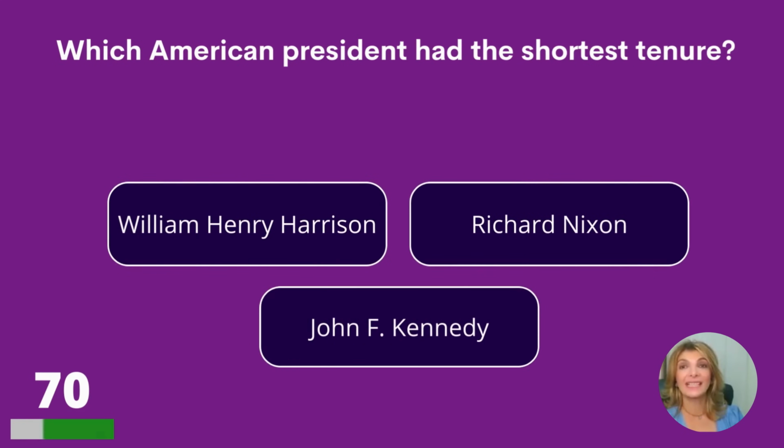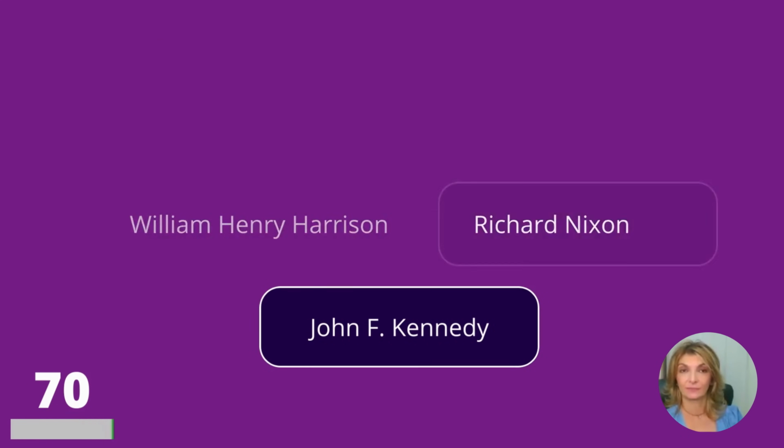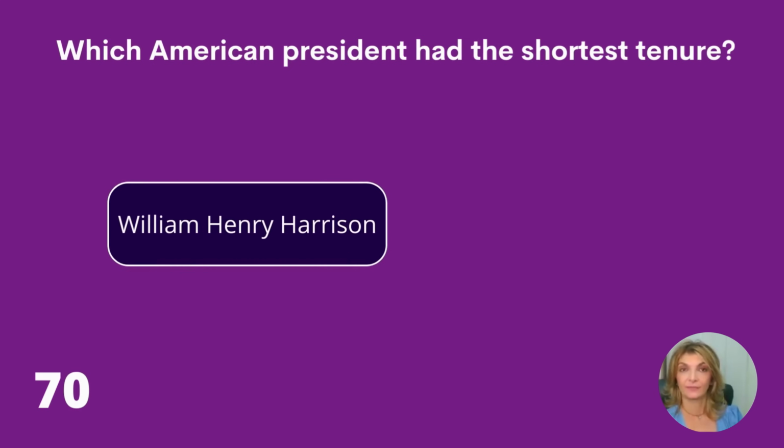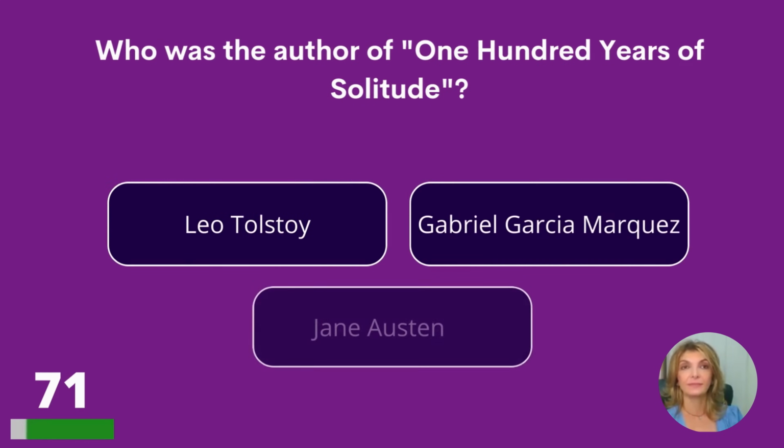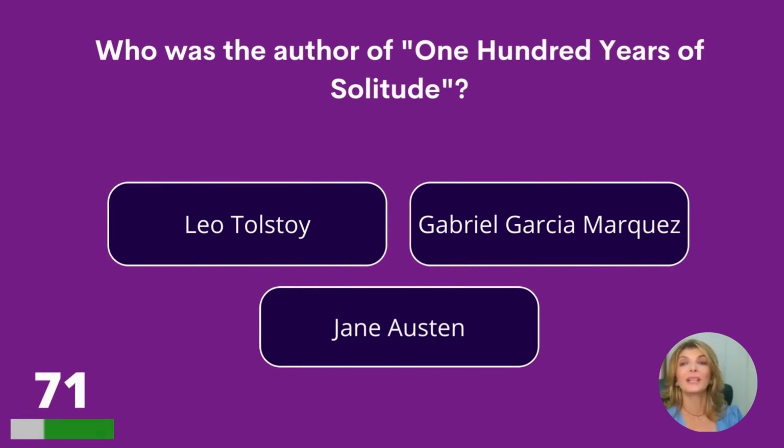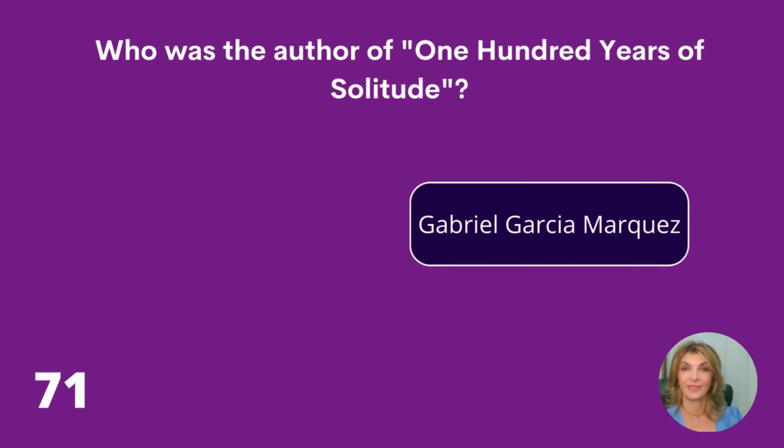Which American president had the shortest tenure? William Henry Harrison, Richard Nixon, or John F. Kennedy? William Henry Harrison. Who was the author of 100 Years of Solitude? Leo Tolstoy, Gabriel Garcia Marquez, or Jane Austen? Gabriel Garcia Marquez.